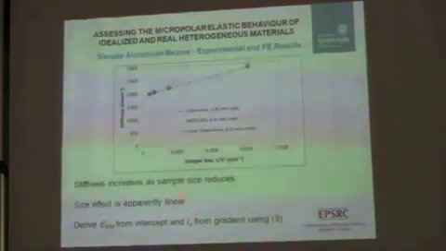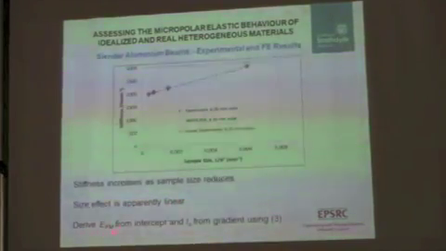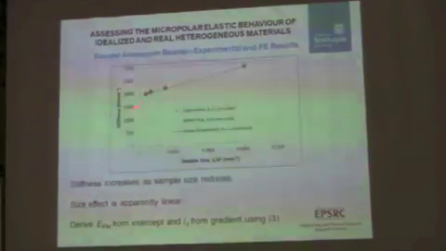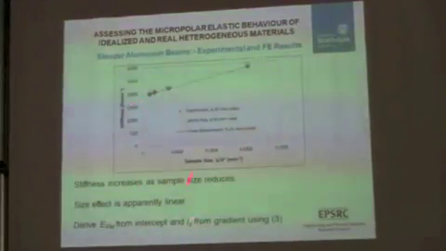So plotted in this way, the size effect is apparently linear, and I can obtain the flexural modulus from the intercept here, and I can get the characteristic length from the gradient of this variation.